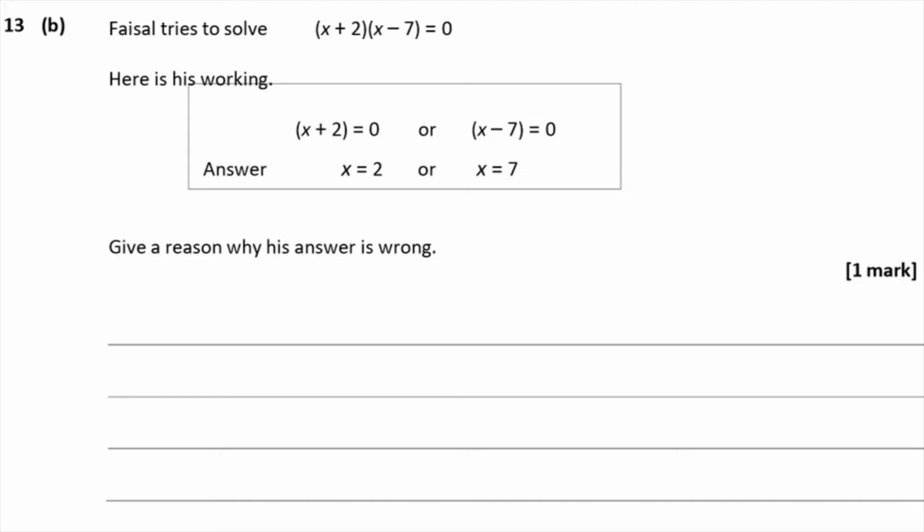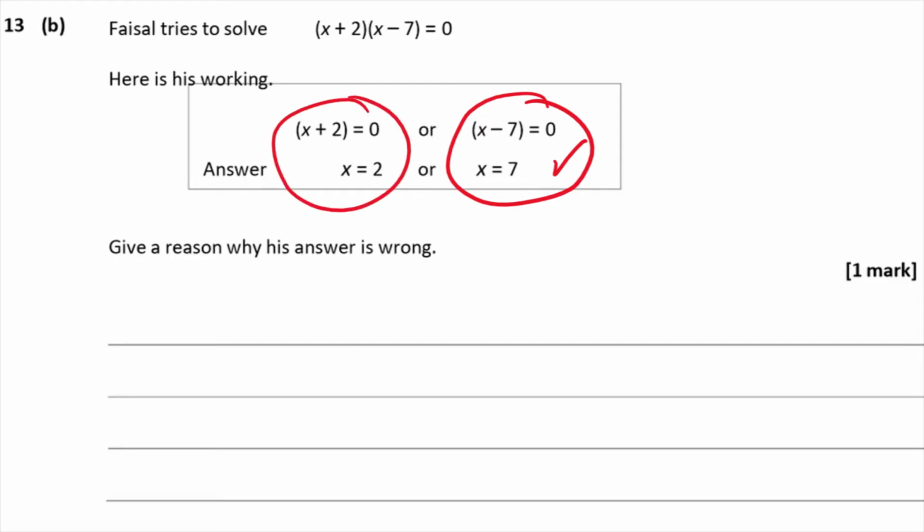Well, he's partly right. This bit over here is fine. x minus 7 is 0, so x is 7. That's perfectly correct. It's this bit that's not right, isn't it? If x is 2, then x plus 2 would be 2 plus 2, which is 4, and 4 is not equal to 0. So he's got the sign of that one wrong. So I'm going to say x plus 2 is 0, that means that x equals minus 2, not 2. Okay, that's all I'm going to say.